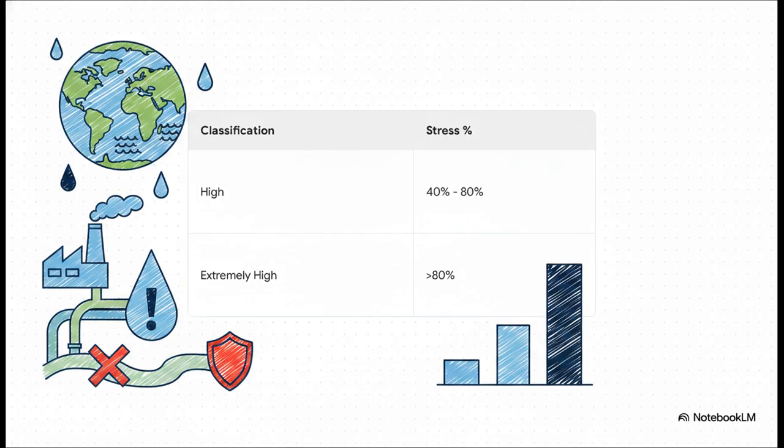What does that mean exactly? Well, high stress means the baseline water stress percentage is sitting between 40 and 80%. Extremely high is anything greater than 80%. Let me be clear. If your factory sits in one of these red zones, every single drop of water you withdraw or consume is highly sensitive.